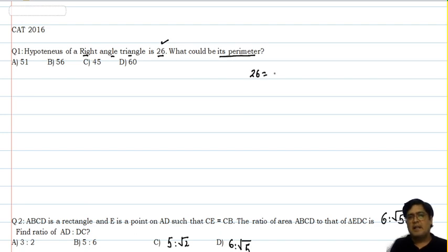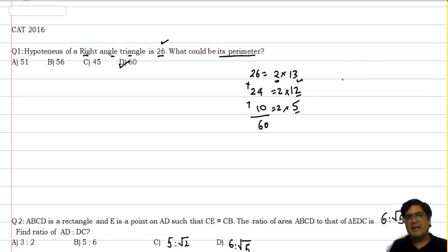26 is basically 2 into 13. With 2, I cannot form a Pythagorean triplet. With 13, I can form a triplet of 12 and 5. 5, 12, 13. That means the other two sides will also be double in length. So if I add all this up, I will have the perimeter as 60 units. That is the answer option D.